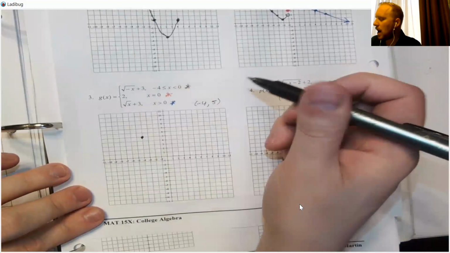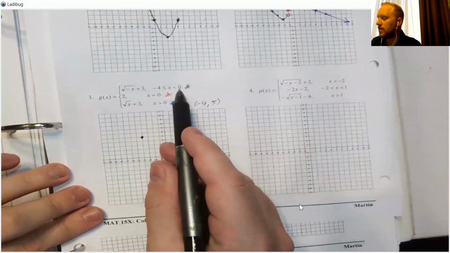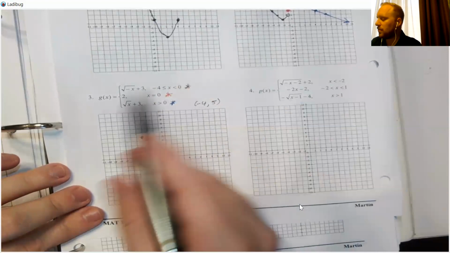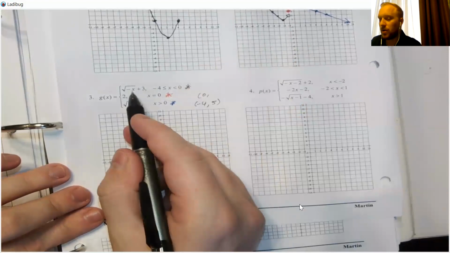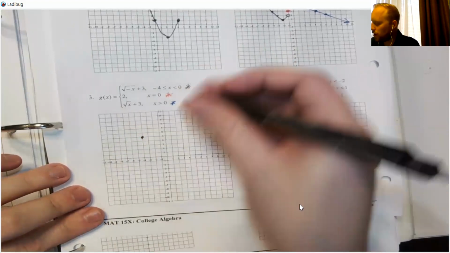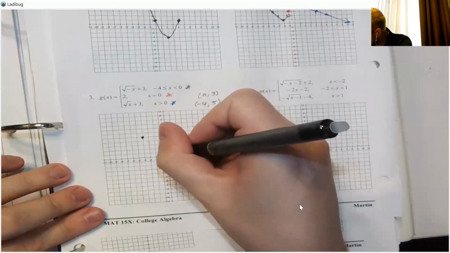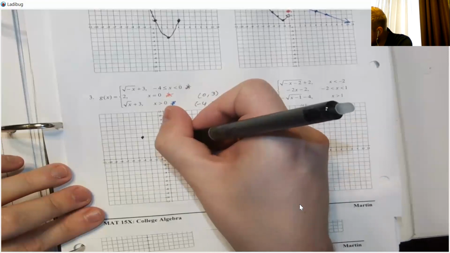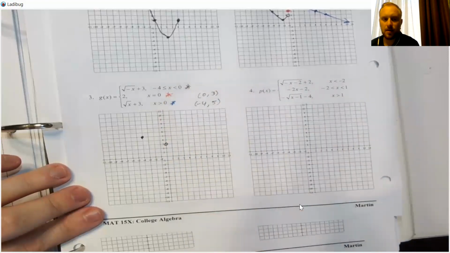Okay. Now I'm going to plot the point at 0. So if I plug 0 in there, square root of 0 is 0. 0 plus 3 is 3. So I'm going to plot the point 0 comma 3. And I'm going to only put an open dot because there's not a line underneath it.